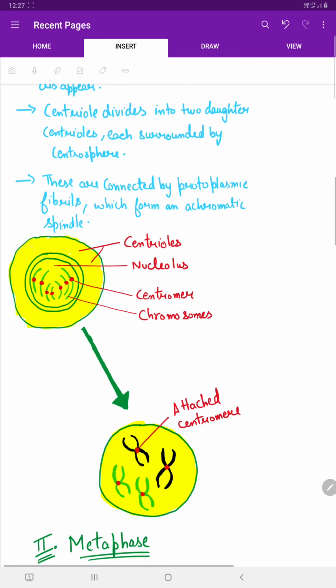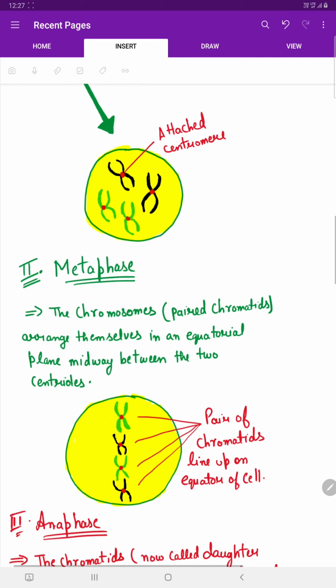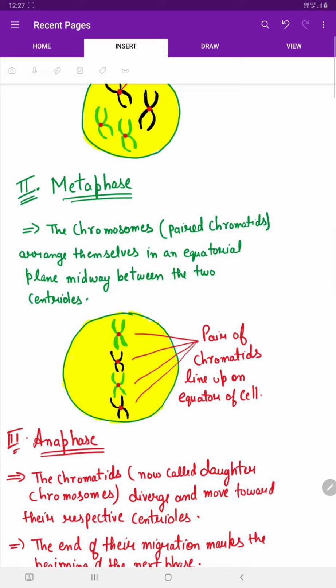So this is the diagram to understand prophase. You can see the appearance of centromeres and how these chromosomes are attached to these centromeres to form chromatids. The next one is metaphase. The chromosomes or the paired chromatids arrange themselves in an equatorial plane midway between the 2 centrioles. So here you can see in the figure the arrangement of chromatids or the pair of chromosomes in the equator line of the cell.